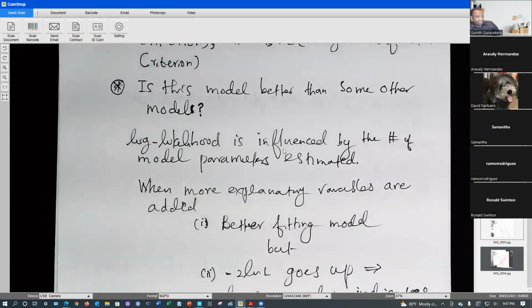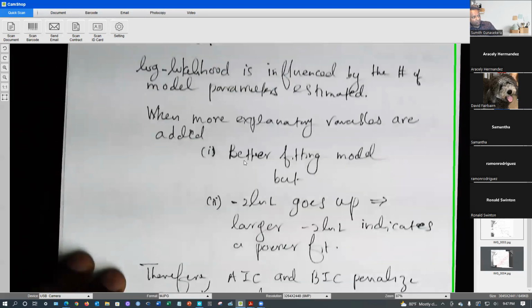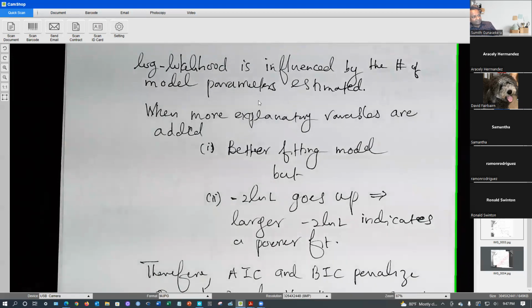Log likelihood is influenced by the number of model parameters estimated. Okay, look at what happened. When more explanatory X variables are added, the model fits better, but your -2 ln L goes up. This is the log likelihood. I'm going to talk about that a little bit later. And when it goes up, a larger -2 ln L indicates a poor fit again.